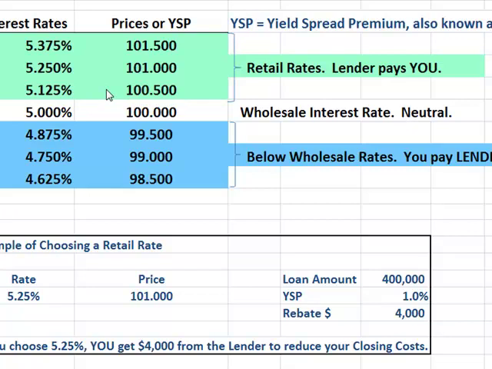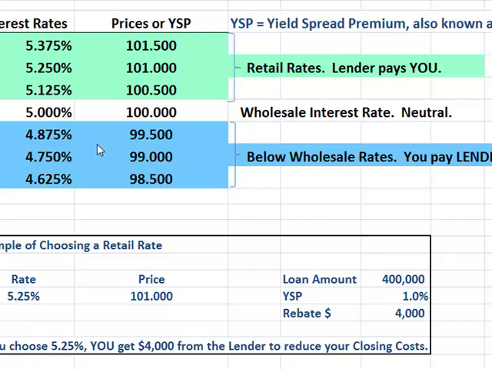So the lender pays the borrower the rebate. The borrowers now get those rebates or yield spread premiums. So how does that work? It's the difference between the price, say in the case of 5 1/4, 101. So it's the difference between 101 and the wholesale price of 100. So that difference is 1%, and that's what the lender pays the borrower. We'll see an example of that in a moment.